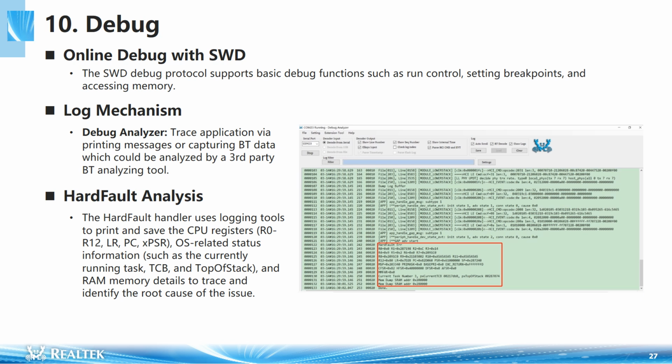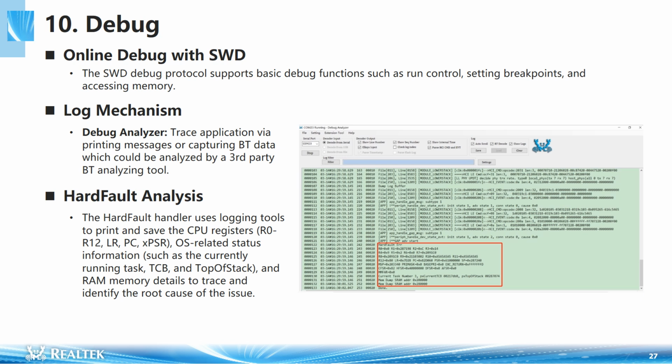RTL87X2X supports a variety of debugging methods. 1. SWD-based online debugging. The SWD debug protocol supports basic debugging functions, such as run control, setting breakpoints, and accessing memory. 2. Log mechanism. The debug analyzer is used to trace the execution of applications by printing logs, capturing BT data, and further analyzing it through third-party BT analysis tools.